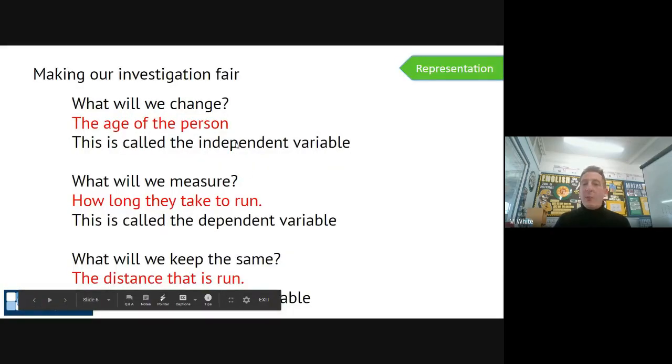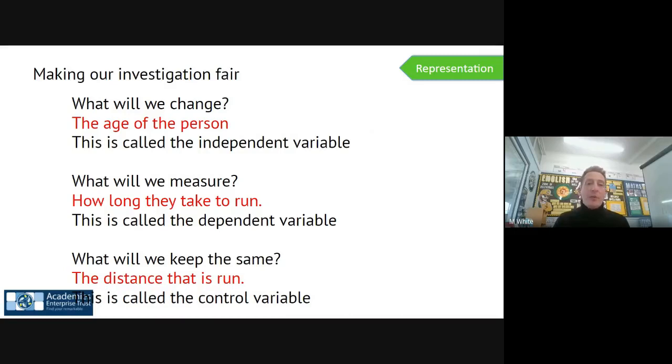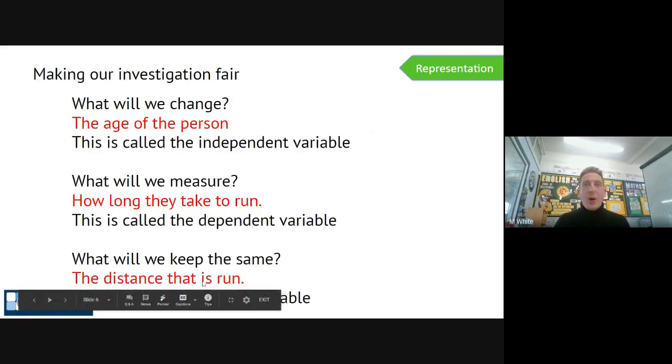Okay, so the age of the person can be different. You might have a couple of brothers or sisters, moms, dads, nans, granddads, whoever's going to take part. And you're just going to jot down their age. What you're going to measure is how long it takes them to run. And remember, that distance, or how far they're going to run, is going to be the same. So it might be your garden, it might be a path, it might be your living room, depending on where you've got the space.